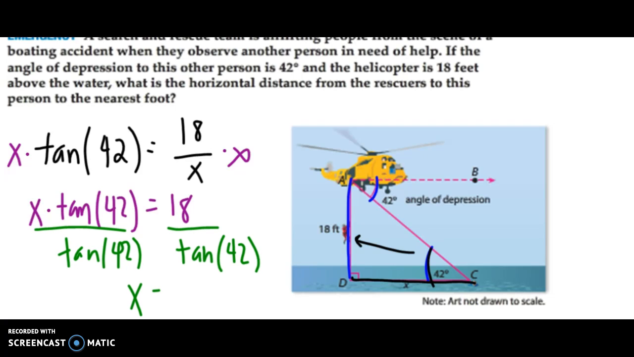And I find that x is equal to, I go to my calculator, 18 divided by the tangent of 42 degrees. I find it to the nearest foot is going to be about 20 feet. It's actually 19.99, but rounding that would be about 20 feet.